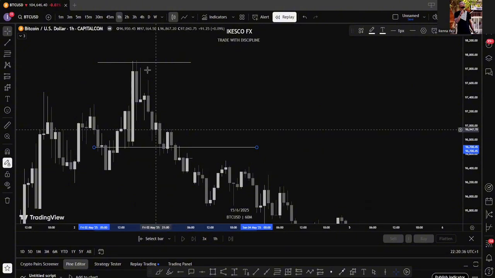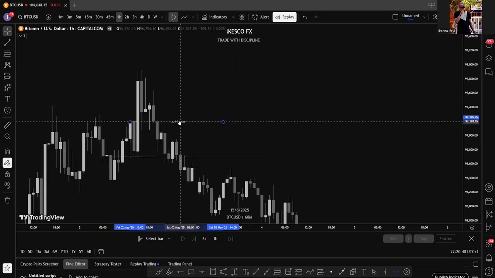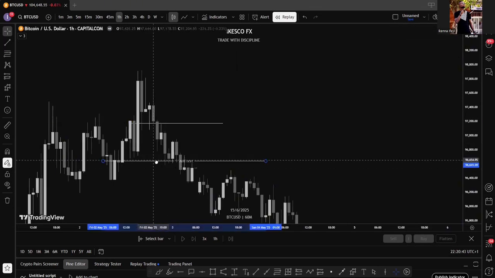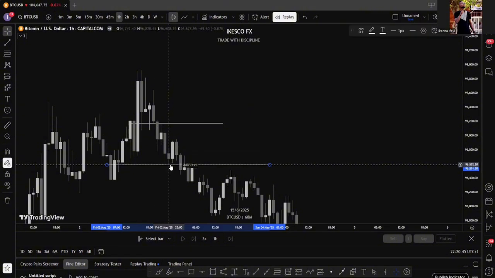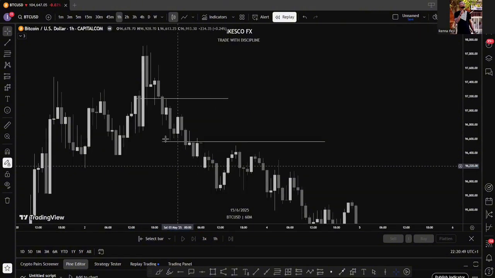So now this is our new high. This is our new low. Simple as that. Now this is our new high. This is our new low. Anything that the market wants to do, let the market do. I don't know if you're getting me. Anything the market wants to do, let the market do.